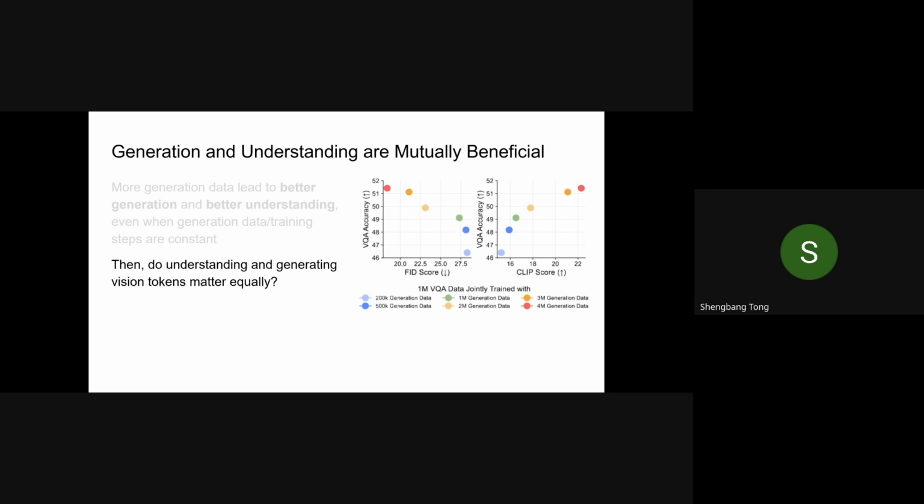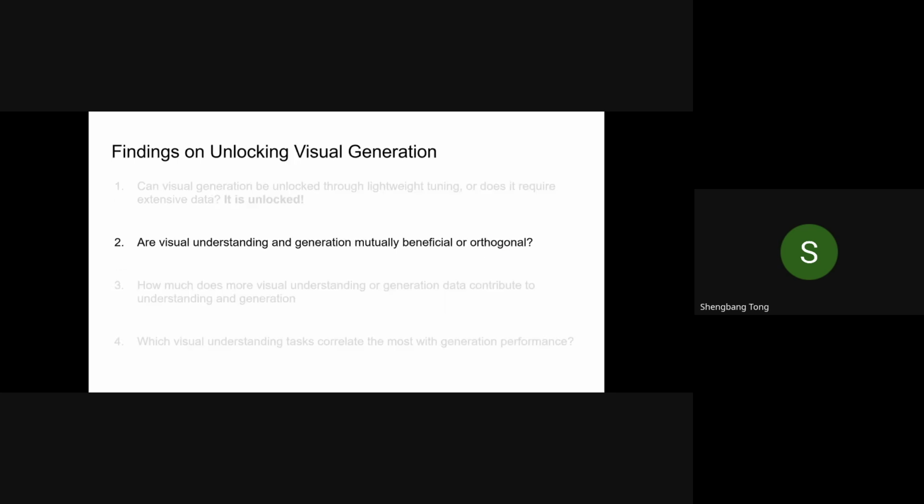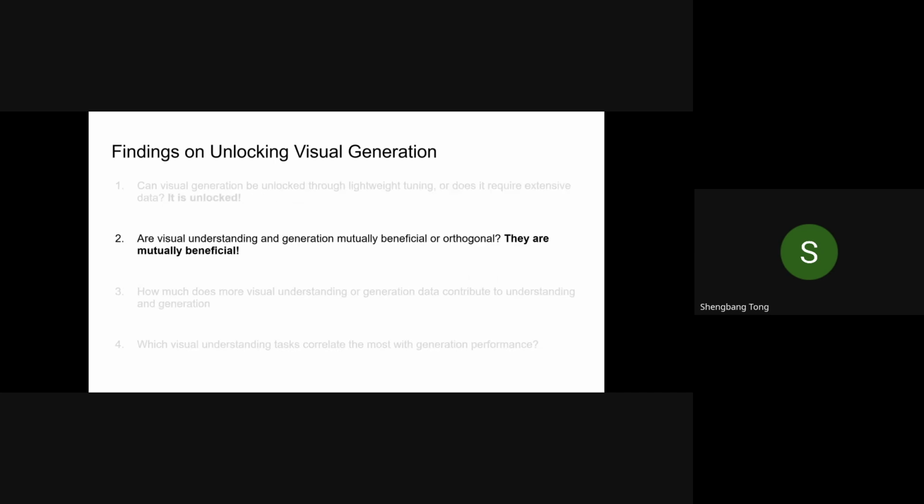So we have seen in the previous plots that understanding and generation seem to be mutually beneficial, but do understanding and generation contribute equally, or matter equally, when we train a unified model? So we go back to our finding boxes, and we can now answer this question to say they are actually mutually beneficial instead of something orthogonal, which is good news for whoever wants to train a unified model in the future, because it means if you want to pump up your generation ability, you also pump up your VQA score, and vice versa.